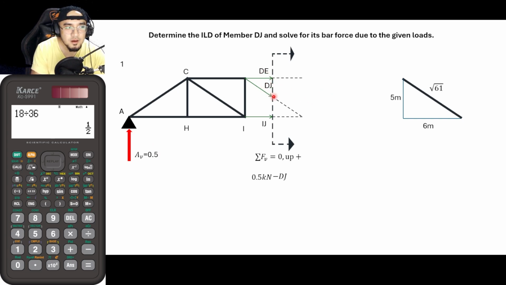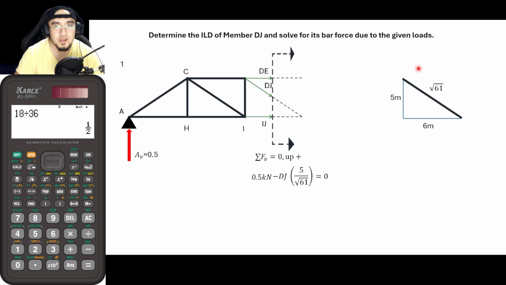Again, we only need the vertical component of DJ. So if you only need the vertical component of DJ, multiply the value of DJ by the ratio of 5, or the vertical component of our slope, divided by the hypotenuse. So that is now equal to 0.5. Then from that, solving for the value of DJ, that is now equal to 0.5 divided by 5 over the square root of 61. As for the algebra part, I just did it in my head. It would be up to you how you would be solving for this. But my answer would now be equal to 0.781. So that is now positive 0.781.